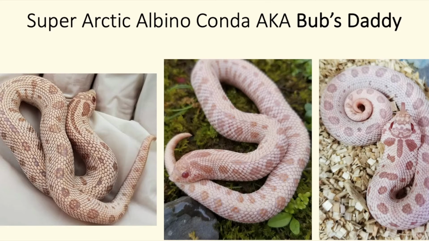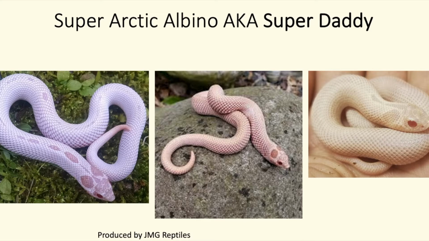Then when you add the Conda gene in, you get a pattern reduction. Here are some examples of that. And when we take it one step further, you get the super Arctic albino super Conda, aka the super daddy. And like I said, you get a lot of variation with the albino gene.